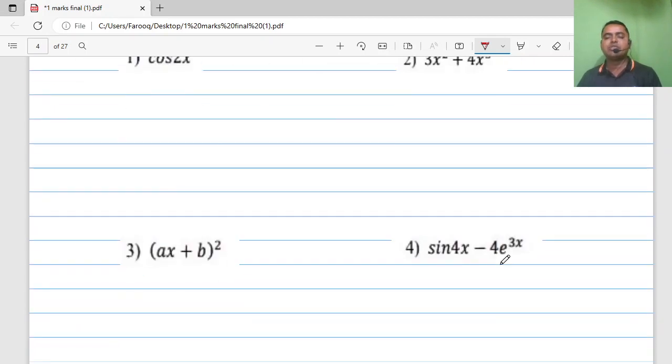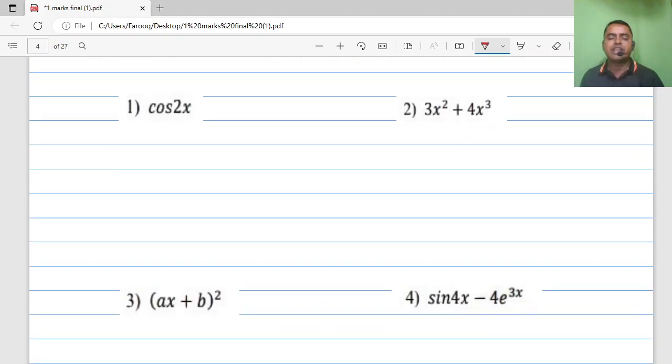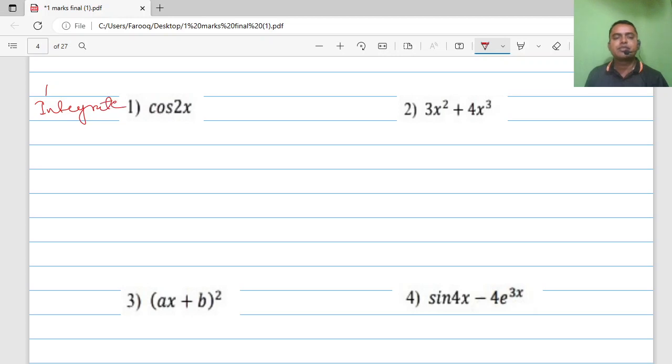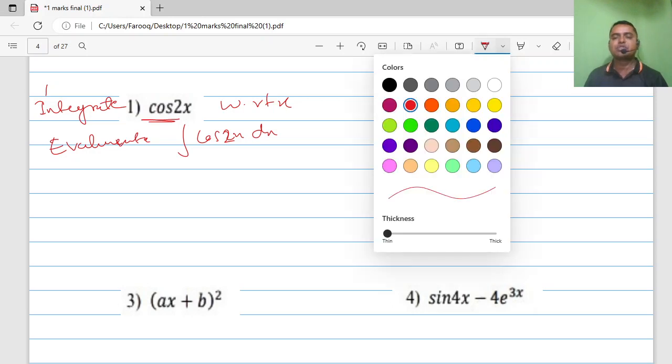Let us understand how to solve the problem. First one: integrate. In the examination it may be given as integrate or evaluate. Integrate with respect to x, or evaluate integration of cos 2x dx, or find the integral. In this manner the question will be asked in the examination. Let us try to solve this one, that is, integration of cos 2x.